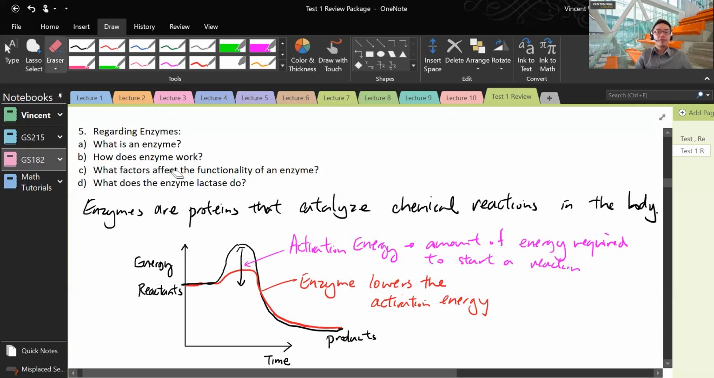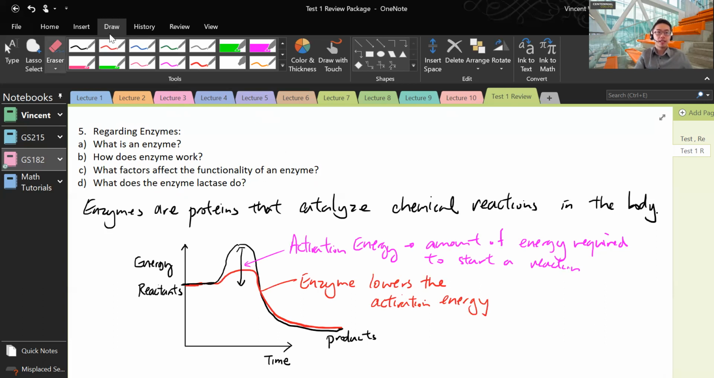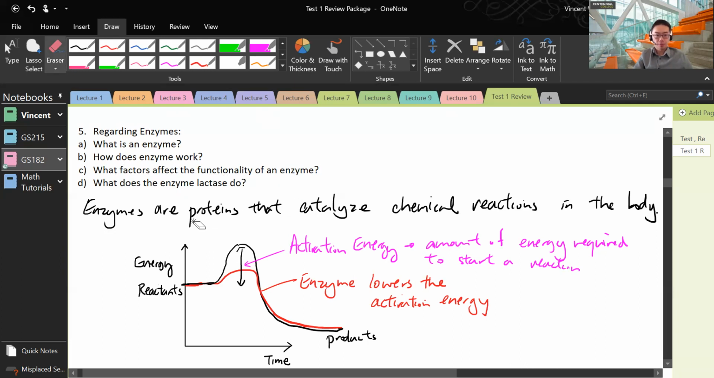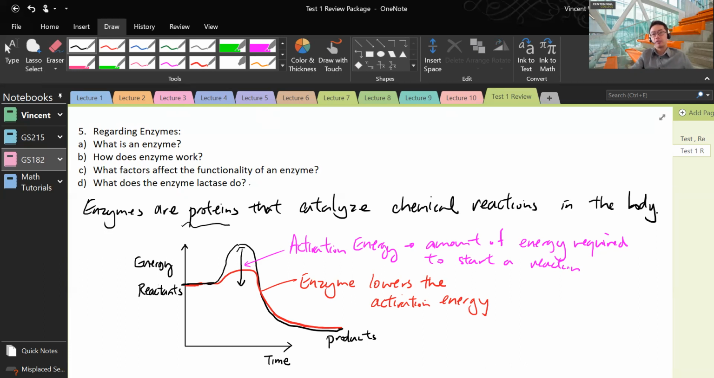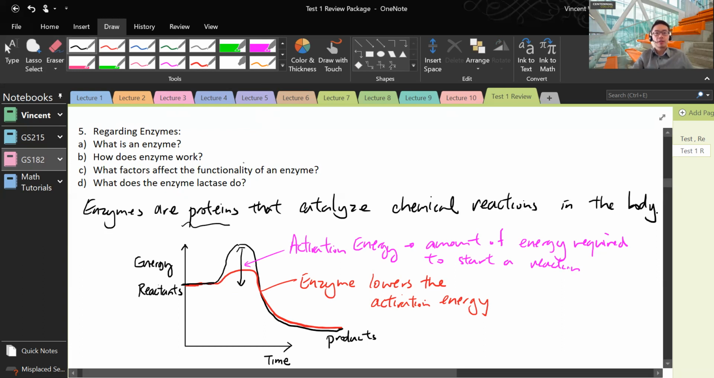What factors affect the functionality of an enzyme? Of course, an enzyme is a protein, so any factor that affects the shape of a protein is going to affect the functionality of the enzyme. An enzyme has a key and lock relationship with its target, its substrate. So if you change the shape of the enzyme, you are going to affect how it works. So go ahead, please help me out here. What are some factors that affect the shape of a protein?